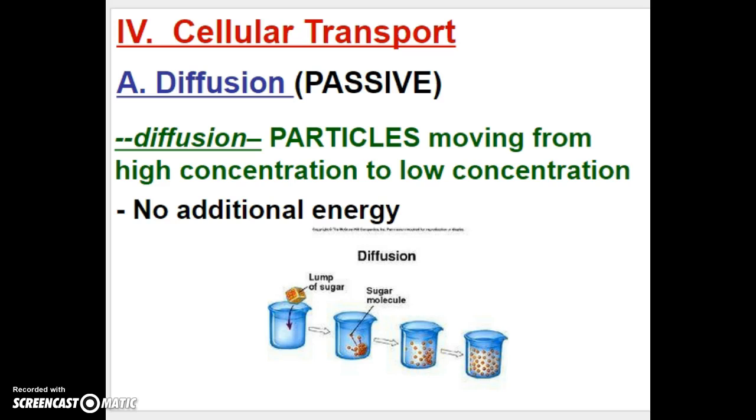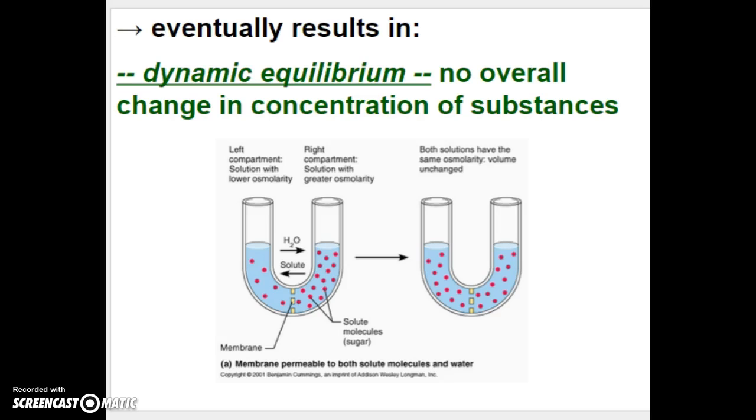So cellular transport, a couple of different types. Passive types of transport are called passive because they don't require any energy or any extra energy by the cell to move particles. Diffusion is when particles will move from an area where there's a lot to where there's not so many. Diffusion takes place naturally. This will eventually result in what we call dynamic equilibrium. So in a cell, everything is still moving around. It's still going all around in the cell, but there's no change in concentration of anything.